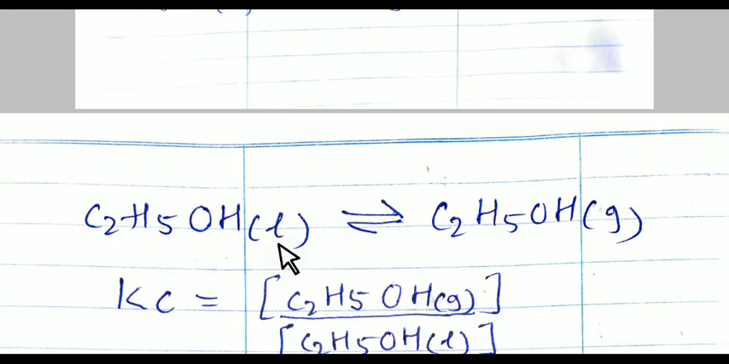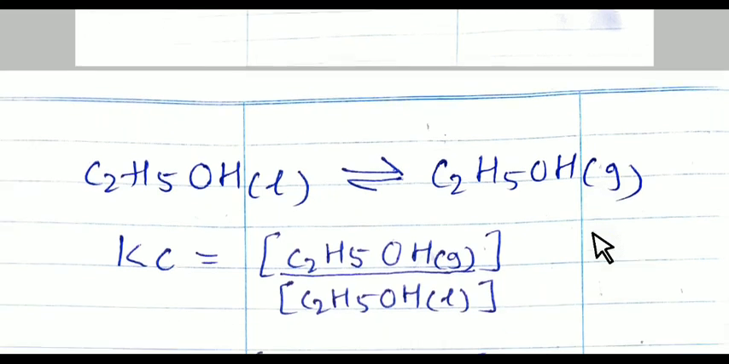Ethanol is placed in a conical flask. All of you are aware of the conical flask; in your laboratory there is a conical flask. So ethanol is placed in a conical flask and a liquid-vapor equilibrium is established. Means liquid ethanol changes into gaseous ethanol. Liquid is changed into a gas. So for such type of reaction in which different types of phases are involved, we have to find out the equilibrium constant.